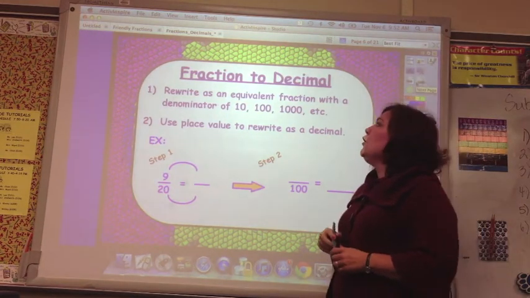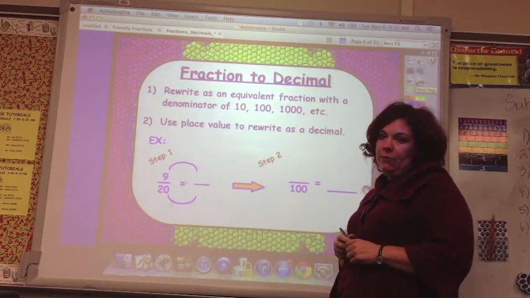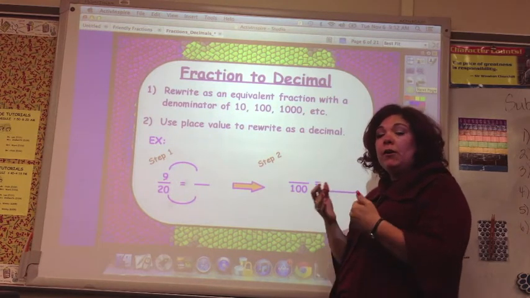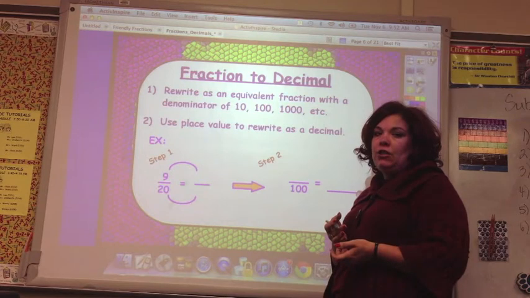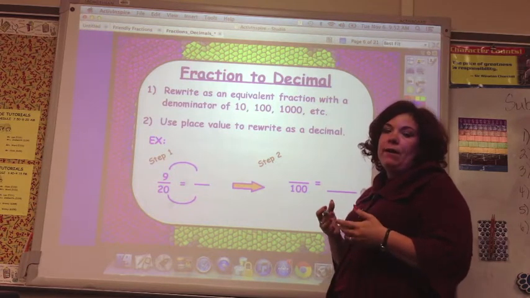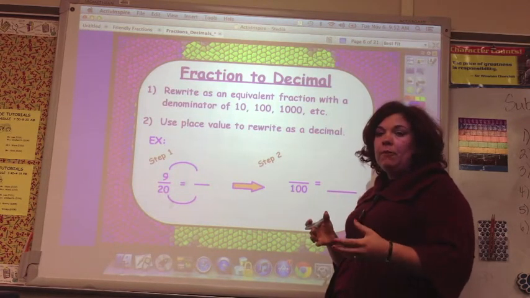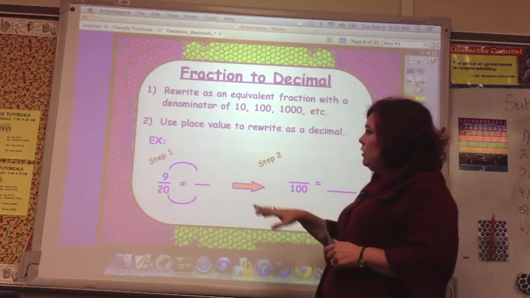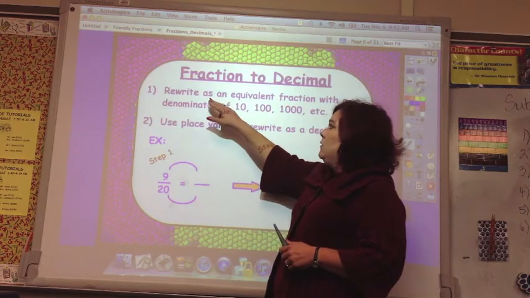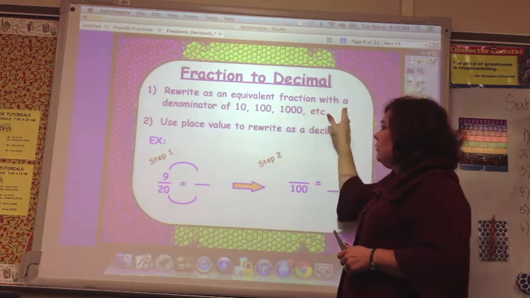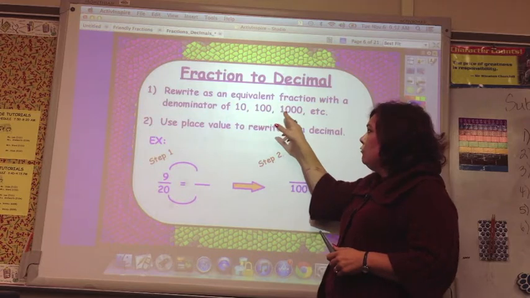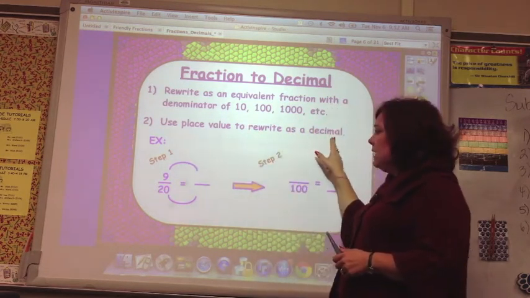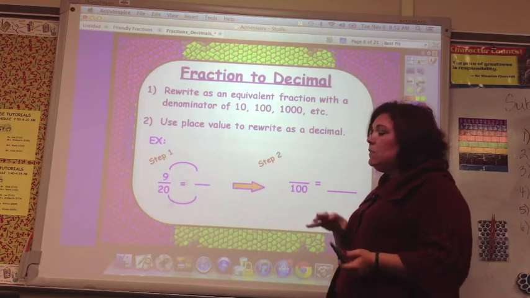Okay, so let's start with fraction to decimal, because it's much easier to look at a decimal and know where it goes than it is a fraction. With fractions, you have to find a common denominator, you have to build models. With decimals, it's just like money. So the steps, and write this in your notes, are to rewrite an equivalent fraction with a denominator of 10, 100, or 1,000, and use place value to rewrite as a decimal. That's step 2. So this is what that looks like.